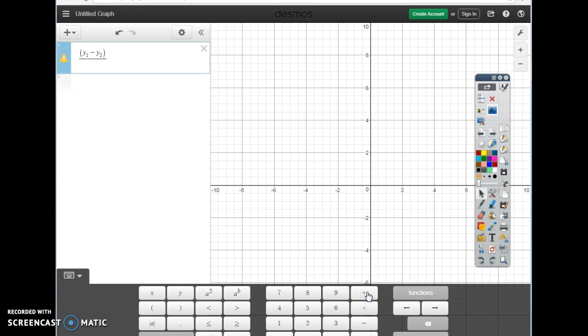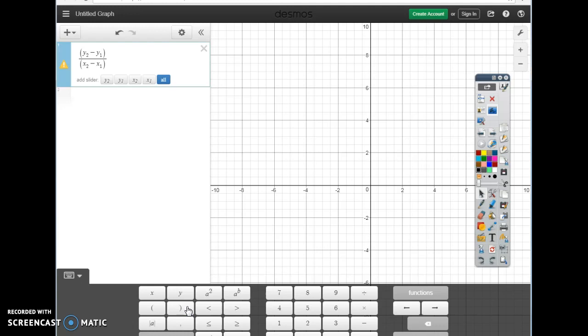Divided by, parentheses, x1 minus, no, I did it wrong. We got to flip them. This is a 2. And this is a 1. And this is a 2. And then minus x1. Close parentheses. Oops, I did it wrong. Hold on, let me type the bottom again. Minus x1, close parentheses. It has to look like that. If it doesn't look like that, we got to fix it, okay?